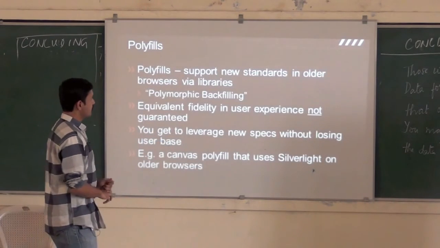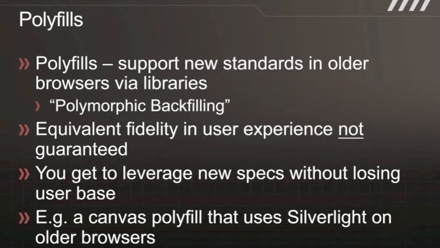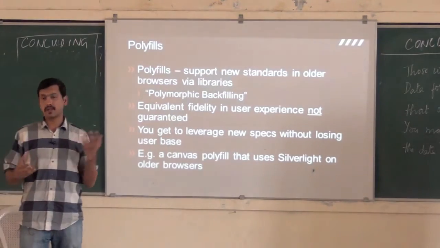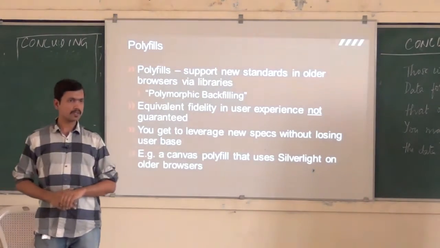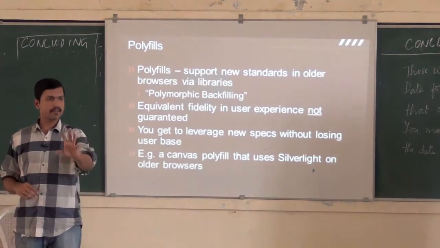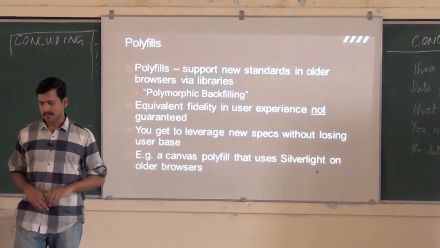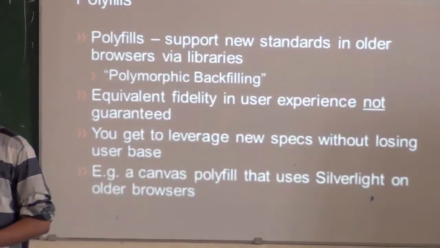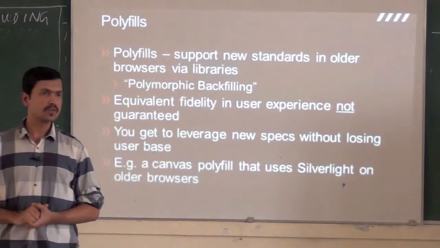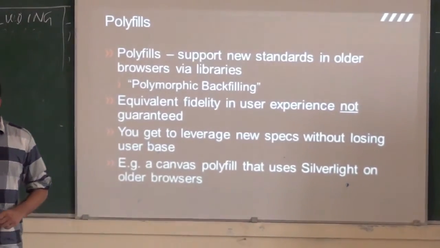So what do polyfills do? Polyfills are basically simple libraries, they could be JavaScript libraries, that provide support for a particular W3C spec in old browsers. The fidelity of the user experience may not be exactly the same. The best is if the browser supports that spec natively, but in case the browser does not support it, polyfills backfill that. It's called polymorphic backfilling, which sounds even more scary. So the idea is you get to leverage new specs like Canvas in your app, and you still don't lose your user base who are on older browsers.